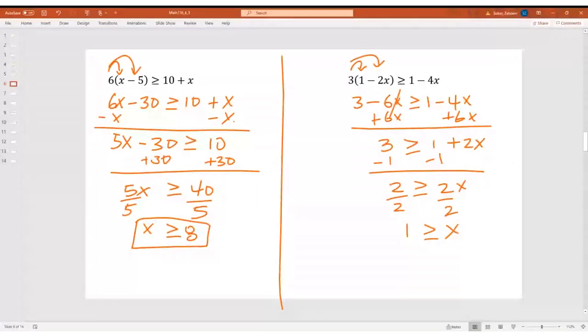Now, if I want to write x in front, I have to say x is less than or equal to 1. So you have to switch the inequality now. So the third case, you have to switch the inequality when you switch the place of the two expressions. So I brought x in front to the left. So I have to switch the inequality to less than or equal to 1.